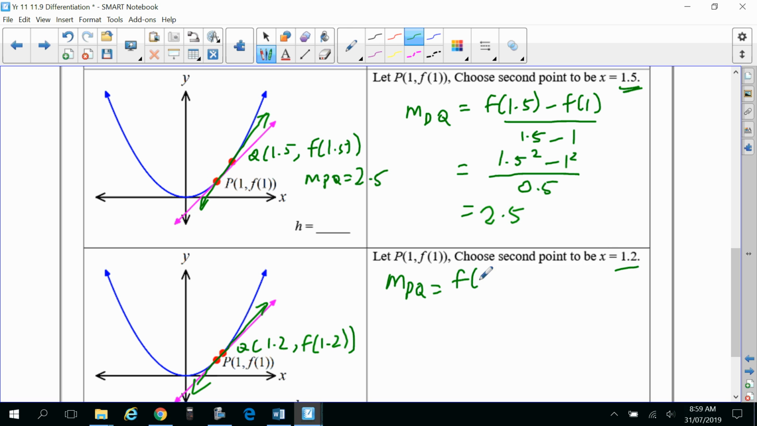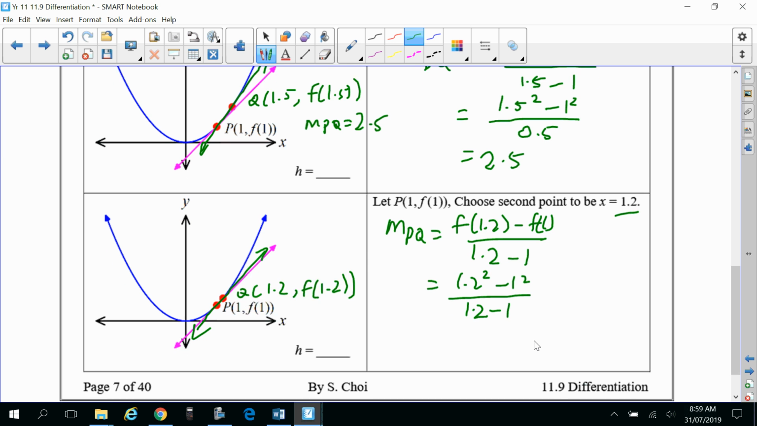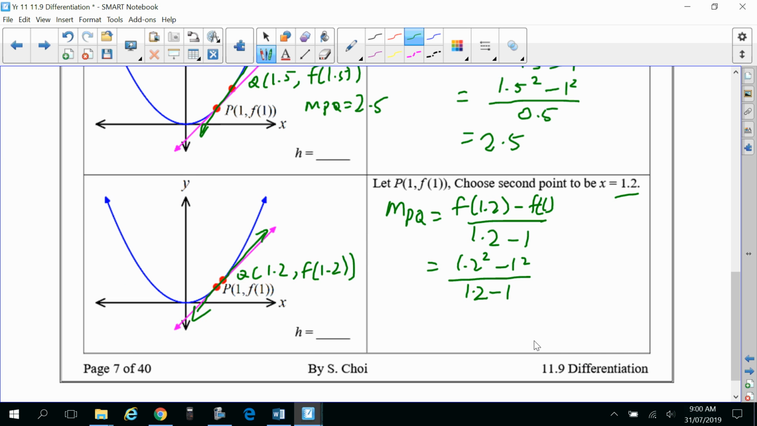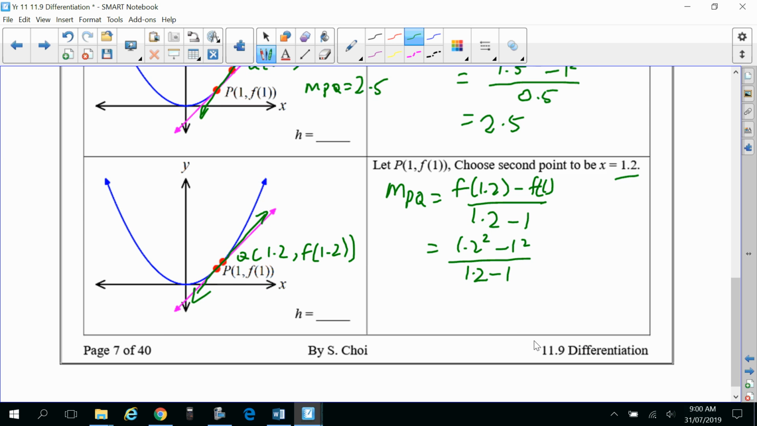F of 1.2 minus F of 1 over 1.2 minus 1. Let's see what we get. This one, I could actually do without a calculator, because that's 1.44 minus 1, 0.44 over 0.2. I think the answer is 2.2, because I have the answers here. Okay, cool. So it's 2.2, isn't it?